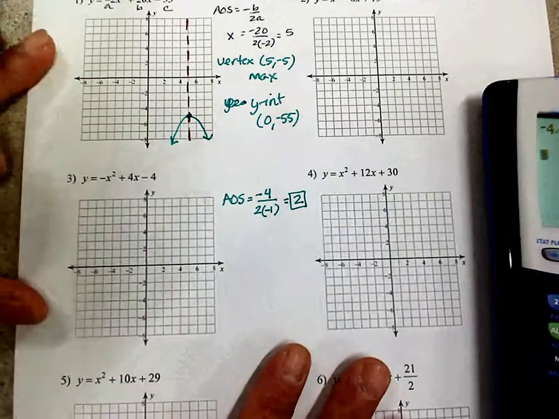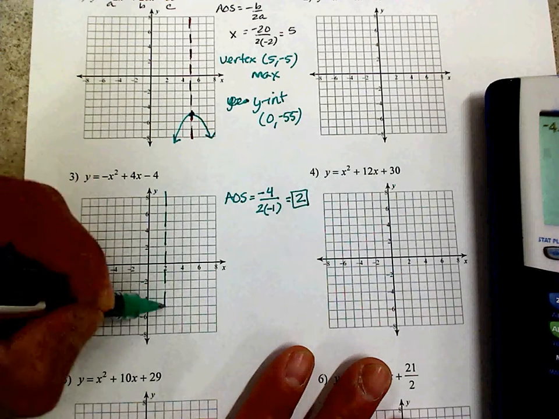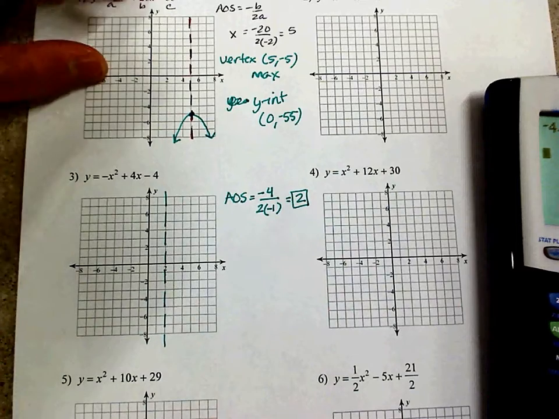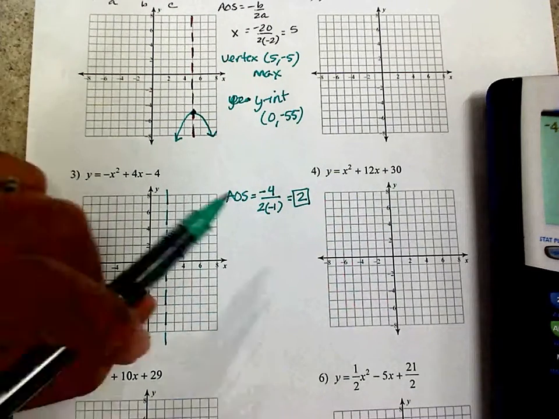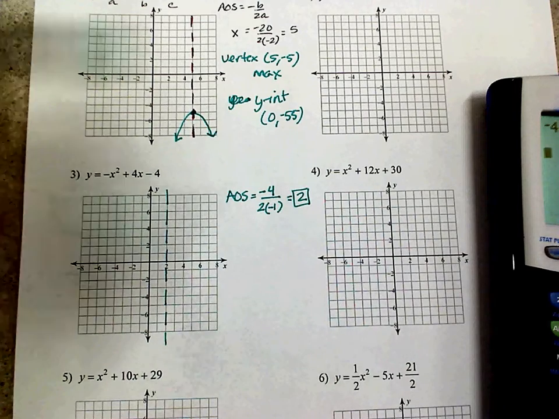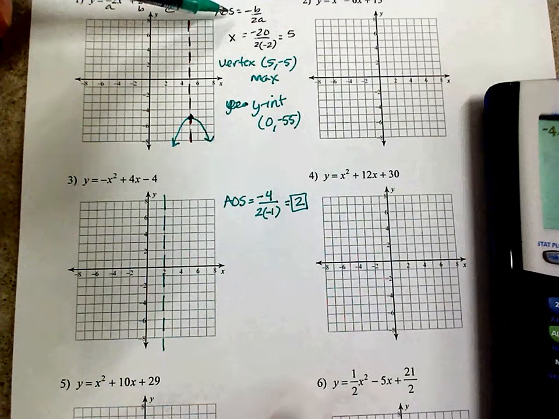So I'm going to go to 2. I'm going to draw my dashes. Okay? There's your axis of symmetry. Negative B over 2A. There's your formula right here. There's that formula. Did you guys see that? All right.